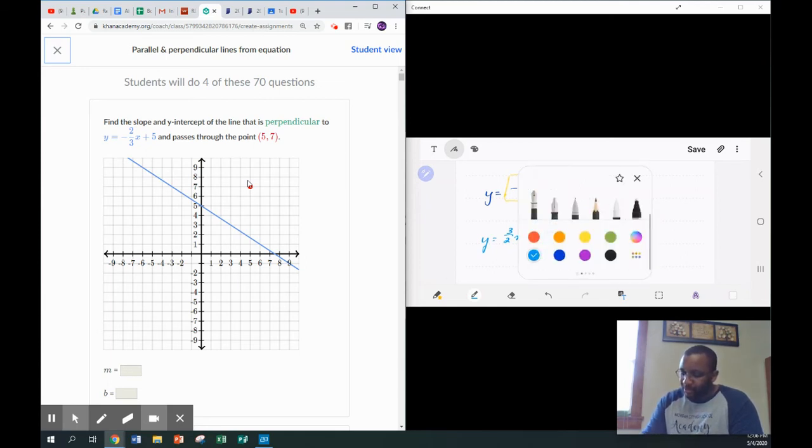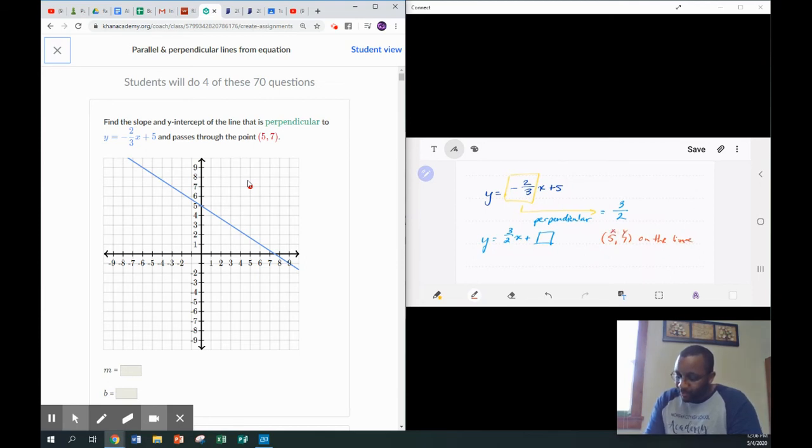I'm going to do a different color so this stands out. (5, 7) is on the line. And if you remember that this is an x coordinate and this is a y coordinate, then the point (5, 7) is on the line, I can think of it like that. So that will equal 3/2 plus, and what's here? Well, this is usually in slope-intercept form. This is usually the b, so I need to figure out what that is.